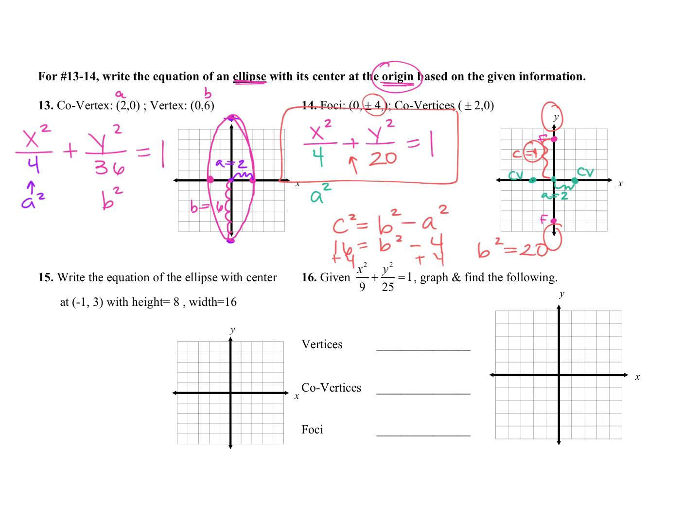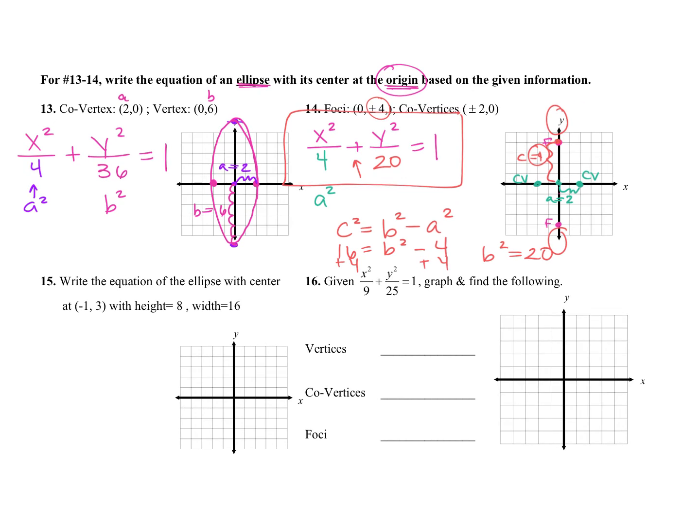How did you know b squared was bigger? Because my foci are on the y-axis, that means my vertices are going to be on the y-axis also, and the vertices are always further away than the co-vertices. So the vertices will always be bigger than the co-vertex number.